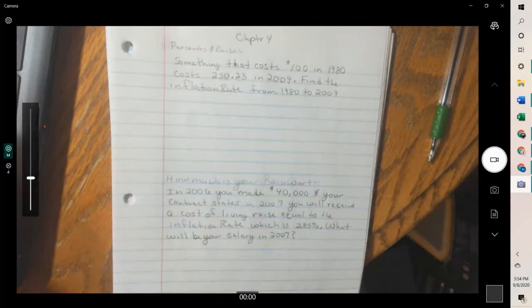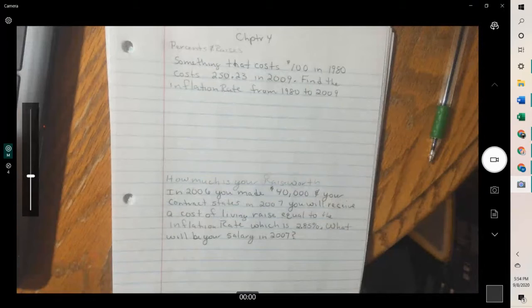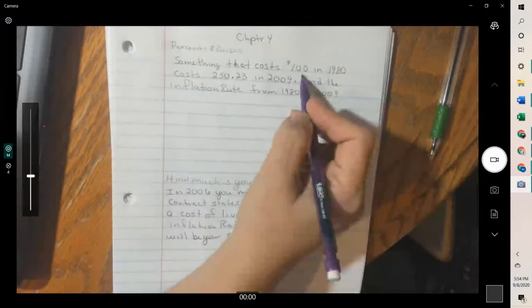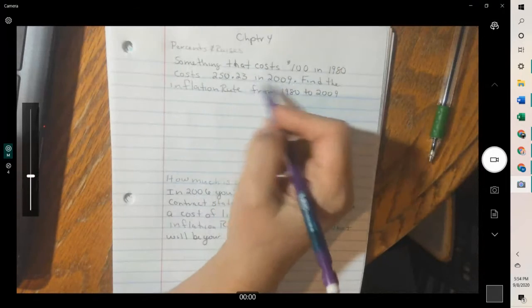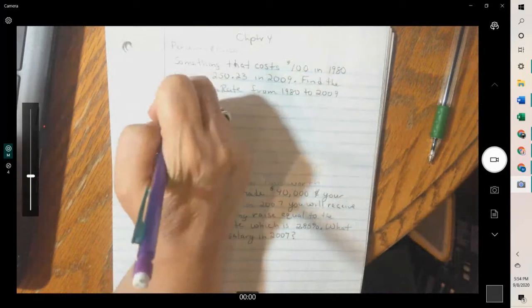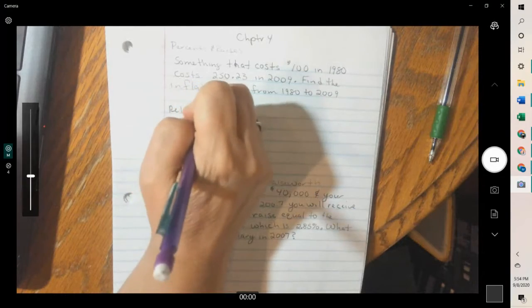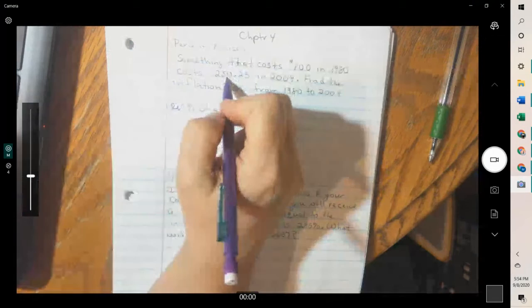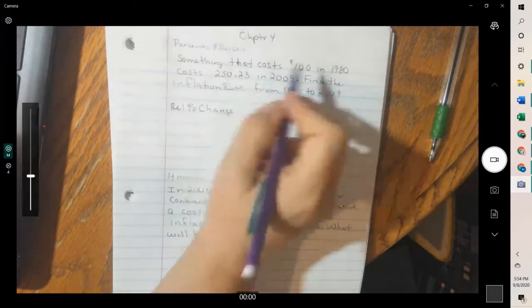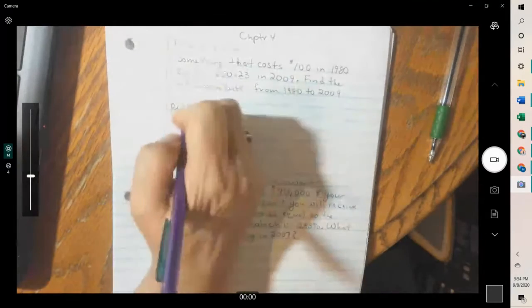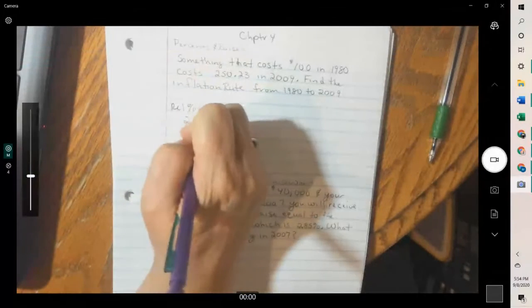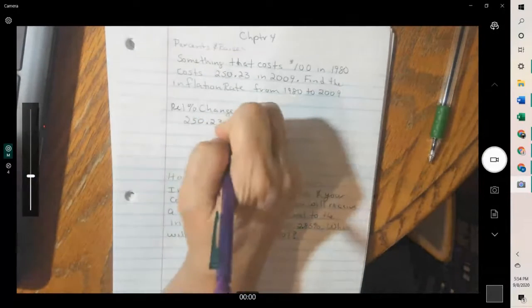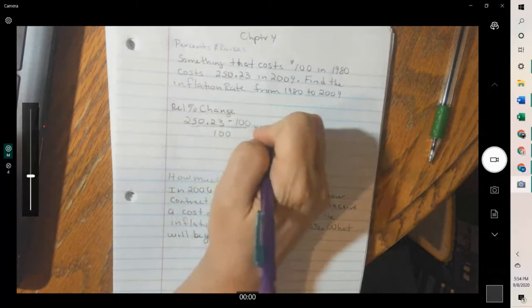And so if you weren't able to use the inflation calculator, it's just your relative percent change. If we know something in 1980 and its value in 2009, we can use relative percent change. The old would be the 100, the new would be the 250. New minus old over old times 100.